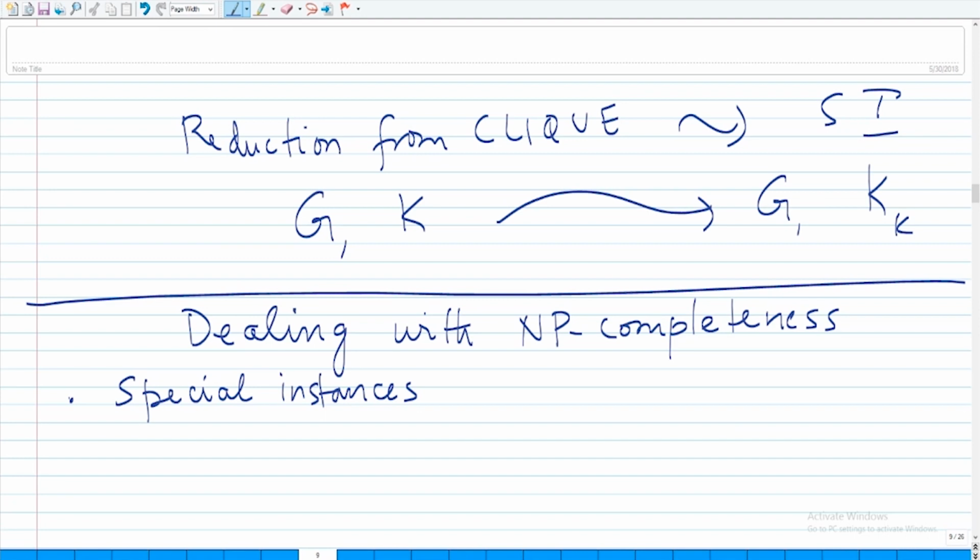Have you seen examples of this? Vertex cover in bipartite graph. Even though vertex cover in general graph is NP hard, vertex cover in bipartite graph is polynomial time solvable.